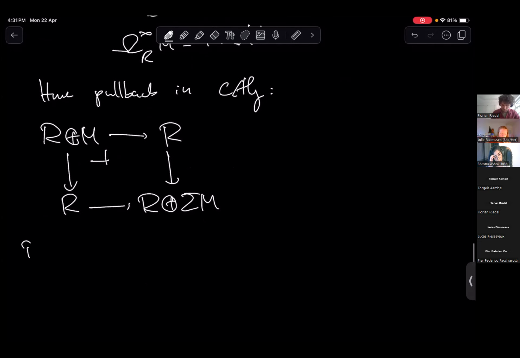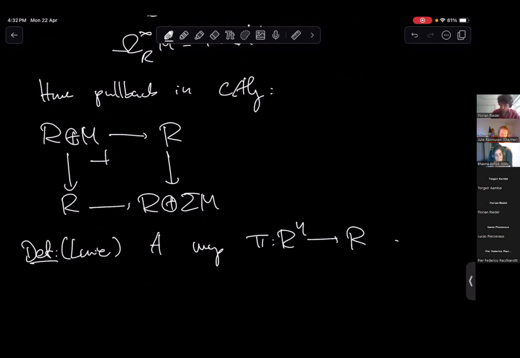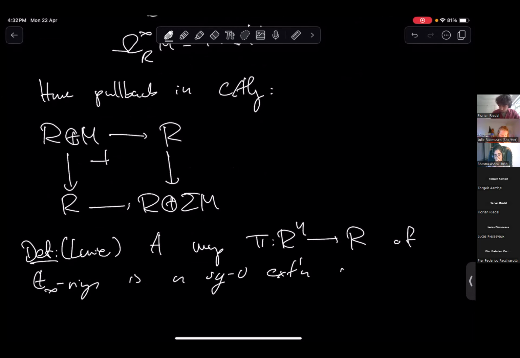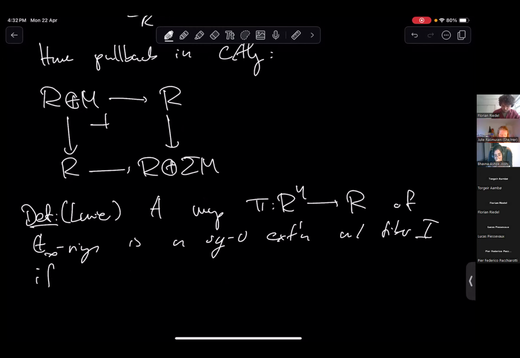So this is another definition, and this is also due to Lurie, which is a map of E infinity rings is a square zero extension with fiber I if it sits in a pullback diagram.